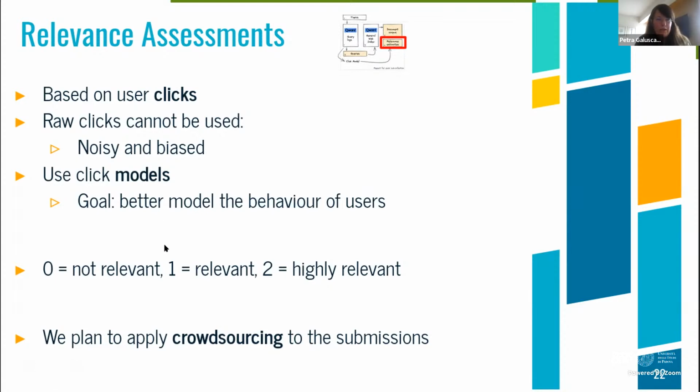So we have 3 degrees of relevance. 0 means the document is non-relevant, 1 means the document is somehow relevant, and 2 means the document is highly relevant to the query. And apart from this, we are also planning to run some crowdsourcing for the submissions which will be sent to the campaign.